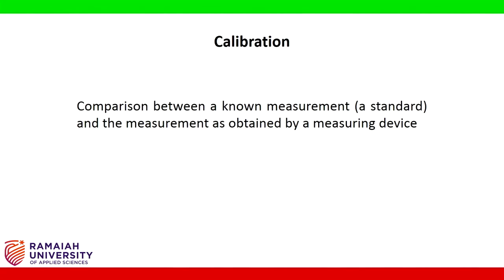Calibration is necessary for verifying the correctness of a reading as obtained by a measuring instrument. It is a comparison between a known measurement, which is a standard, and the measurement as obtained by a measuring instrument. It is carried out for a new instrument, a repaired or a modified instrument, after the lapse of a specific time period, after a specific number of hours of usage of an instrument, and in other similar scenarios.